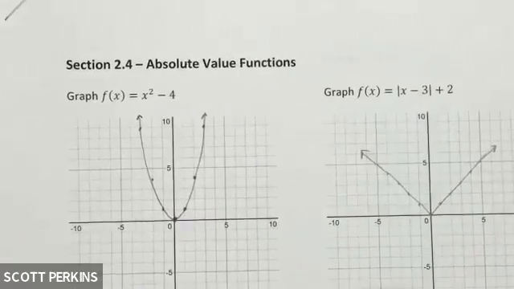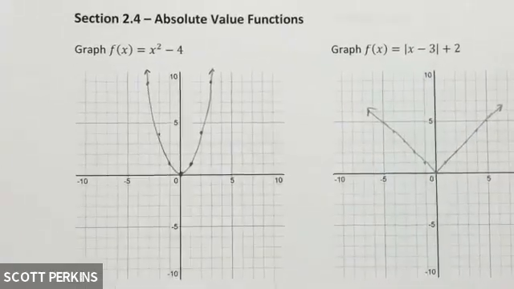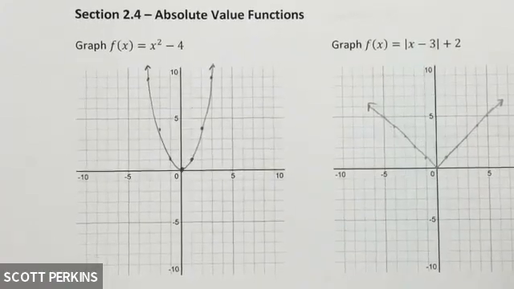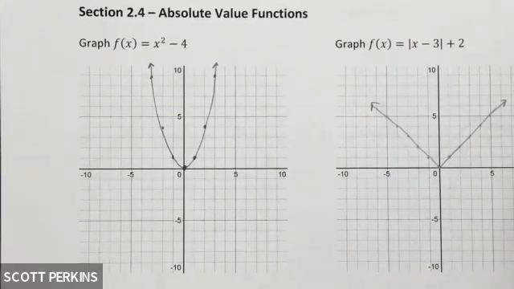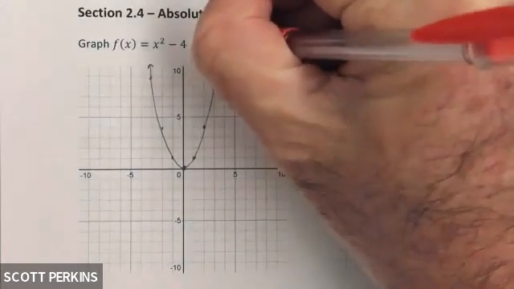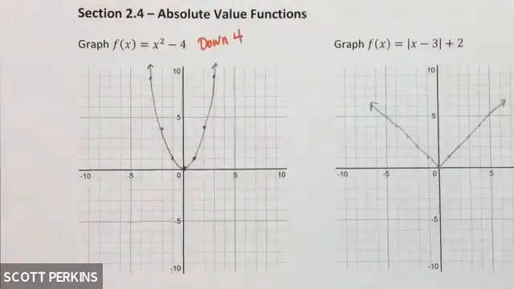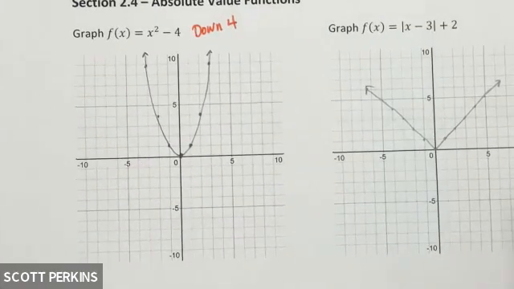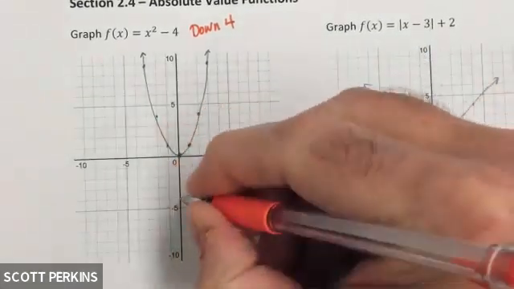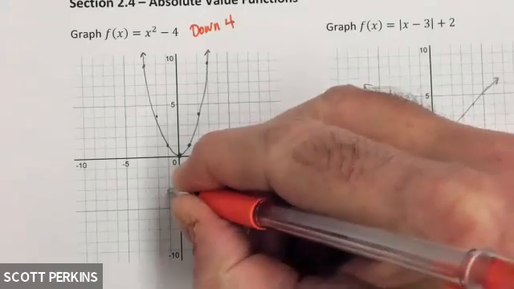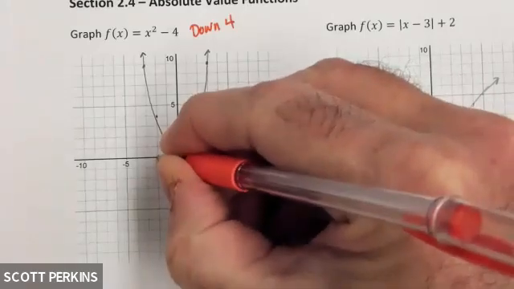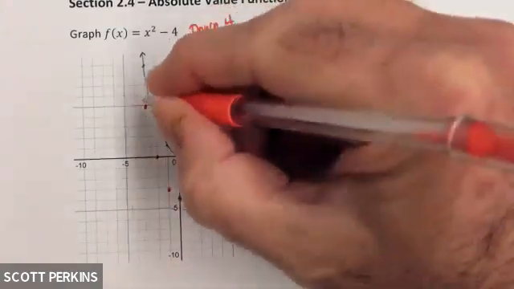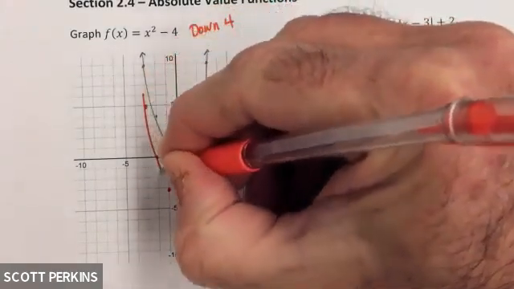So for graph 1, f of x is equal to x squared minus 4. What is being done? There's one thing being done to this parabola, and what is that? Yes, this one's going down 4. That minus 4, that is outside the x squared, means take that whole graph and move it down 4. So I will do that. So I'm going to move all these points down 4. And your graph should look something like this. If you got something different than me, then let's talk.